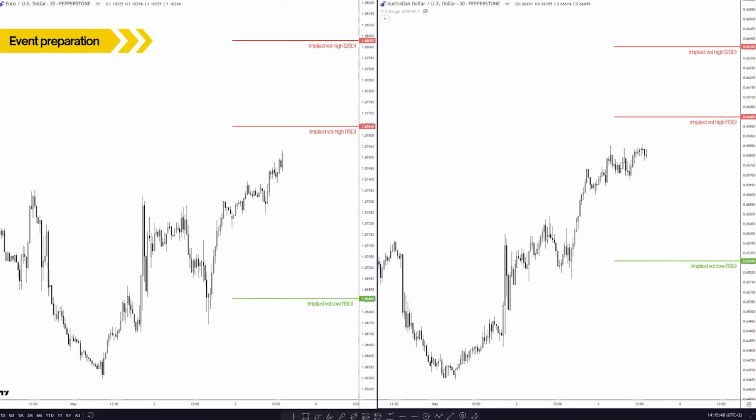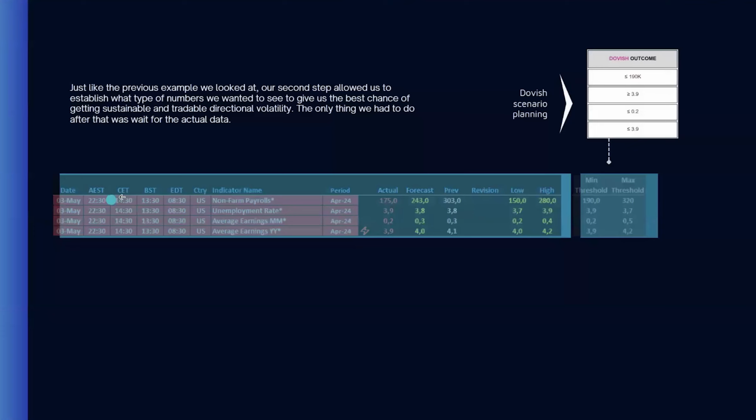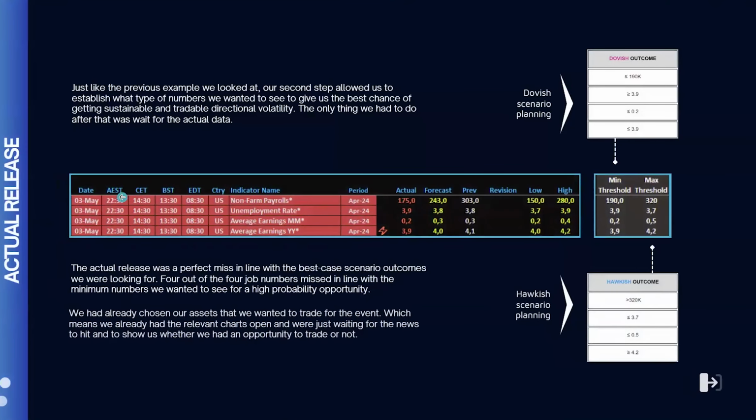So with our scenario planning done, our charts were prepared. All we had to do, just like the other one, was wait for the data to be released and see whether we got the type of deviation that we were looking for to give us a trade trigger. So let's see how that played out. Again, super big whopper of a release, this one. All 4 job measures gave us our minimum threshold for a very big miss.